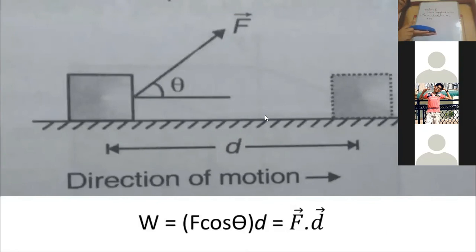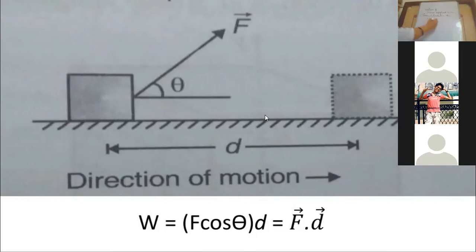But if the force applied and the direction of motion are opposite to each other, then the work done is said to be negative. The work done by the force of friction is always negative. Why? Because the force is always in the opposite direction to the direction of motion of the object. So here I am having the pen. I'm applying the force, the direction of motion is forward, but the frictional force is in the opposite direction. So the work done by the frictional force on this object will be negative.